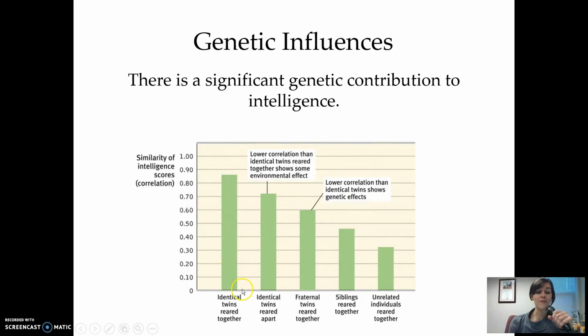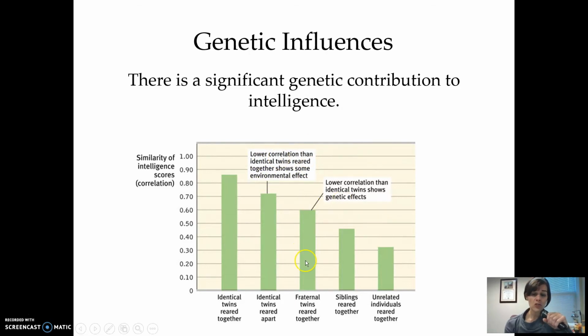And what you'll notice is that for identical twins that are raised in the same environment together, their correlation between intelligence test scores is about 85%. Now, it's not perfect, so that's important. It's not a perfect correlation, but it's a pretty sizable correlation. 0.85 is pretty huge for a correlation coefficient. Now, when we look at identical twins that are reared apart, that correlation drops to a little over 0.7.